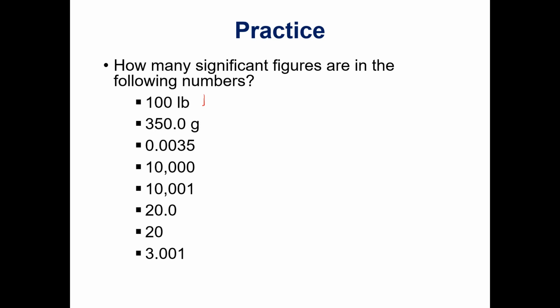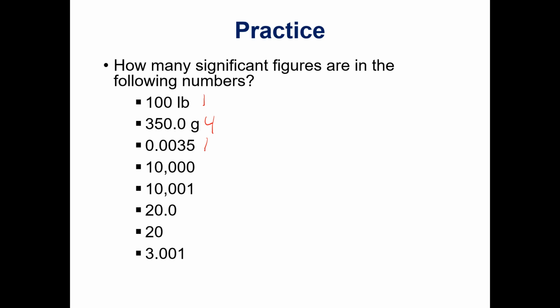350.0 has a decimal, so those zeros are significant. So this number would have 4 significant figures. 0.0035, those are leading zeros, so those are never considered significant. So this number only has one significant figure.